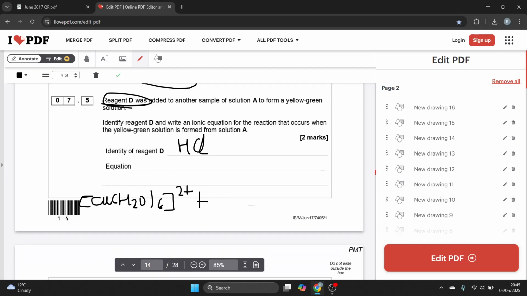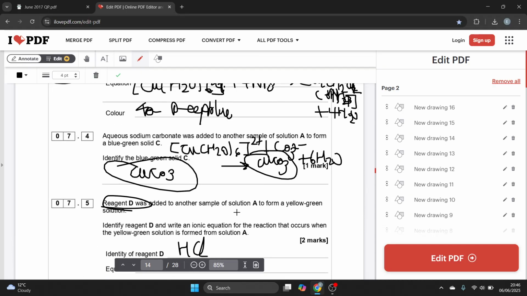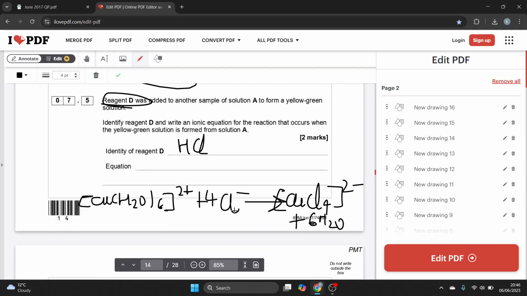And therefore, if I add Cl- ions to this, I'm going to form CuCl4 plus 6H2O. That should be 4 there. Obviously, it's 2-, silly me. Perfect. That is the equation.